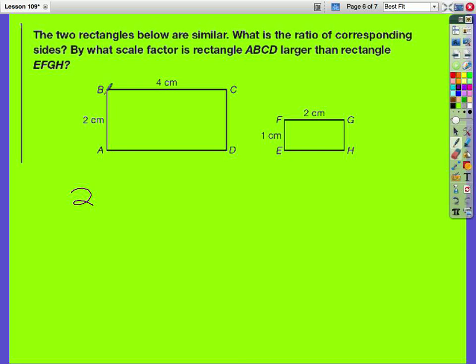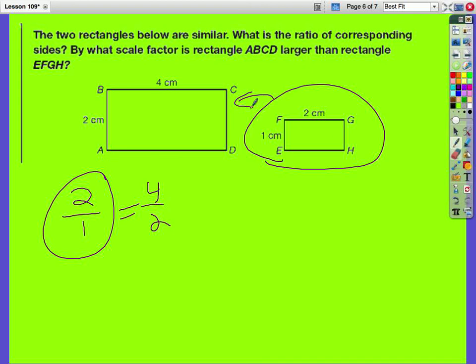The side that's going up and down is 2 here, it's 1 on the other side. Okay? To make sure that my ratio is 2 to 1, I look at the length, it's 4 to 2. If I reduce that, it's 2 to 1. So my ratio is 2 to 1. Okay? And now it says by what scale factor am I going from ABCD to EFGH? Okay? My scale factor is going to be 2 because I have to multiply everything from here to here by 2. So our scale factor is just what are we multiplying to go from one rectangle to the other.